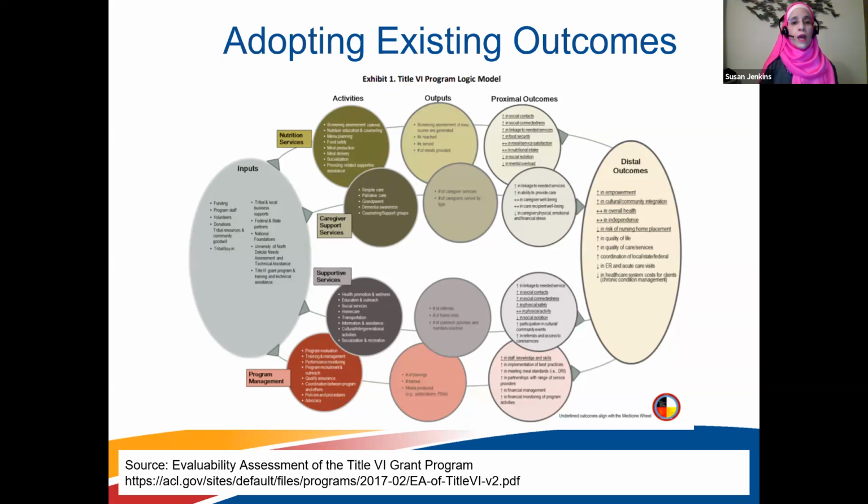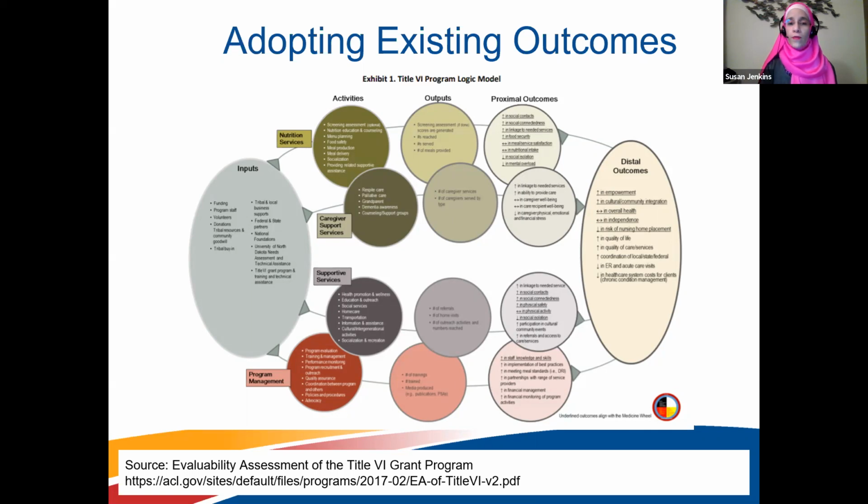But when you get to the outcomes, you see outcomes such as increases in social contacts as a result of the program, increases in empowerment as a result of the program, increases in cultural and community integration, and a range of different outcomes that you may already be measuring or that you want to measure and then report quantitative information through your state plan process.